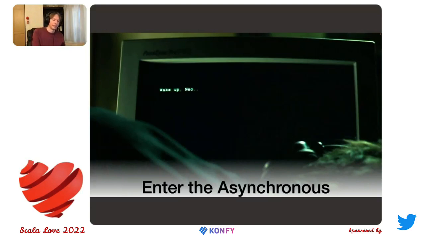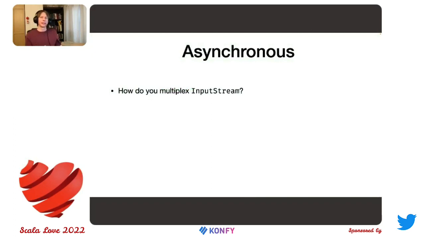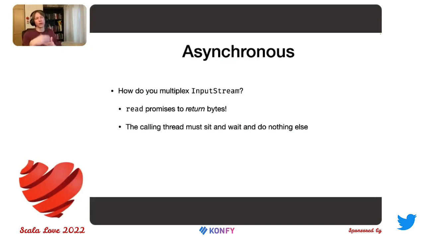Asynchronous programming comes from this type of observation, which is that you're trying to multiplex many, many connections across a small number of threads. And your connections are basically I/O operations. You're basically reading some bytes from a thing, so maybe an input stream. But how do you multiplex an input stream? The read function promises to return bytes to you. It promises to actually hand you some bytes, and your control flow doesn't continue until those bytes come back to you, which means that the calling thread, whoever calls read, has to sit and wait and do absolutely nothing while the input stream is talking to the network or the disk or whatever else it happens to be doing.